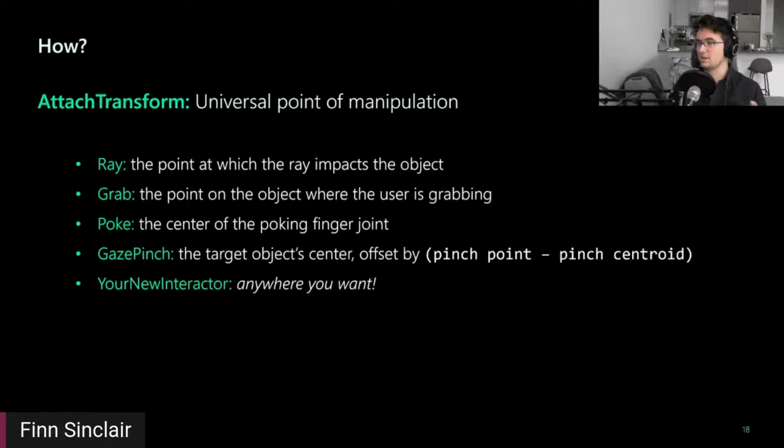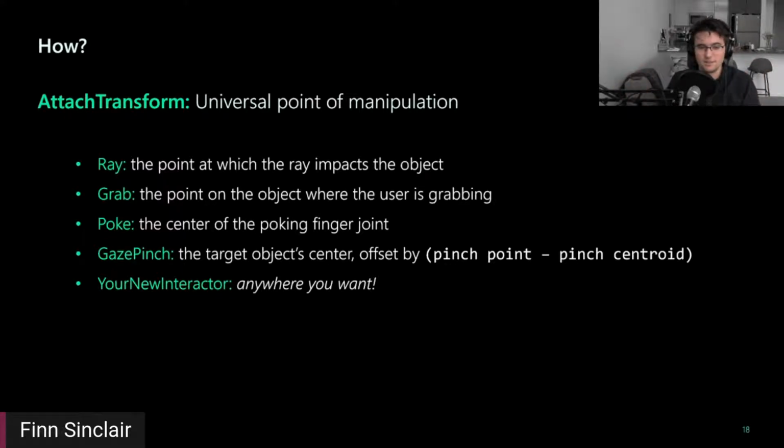Gaze pinch is a much more complicated set of math, but basically it's the target object center with a centroid offset. Again, you don't need to worry about that. The interactable doesn't need to worry about that. The interactable has no idea gaze pinch even exists. All it knows is that there's an interactor and it has an attach transform. Who knows how it was made?